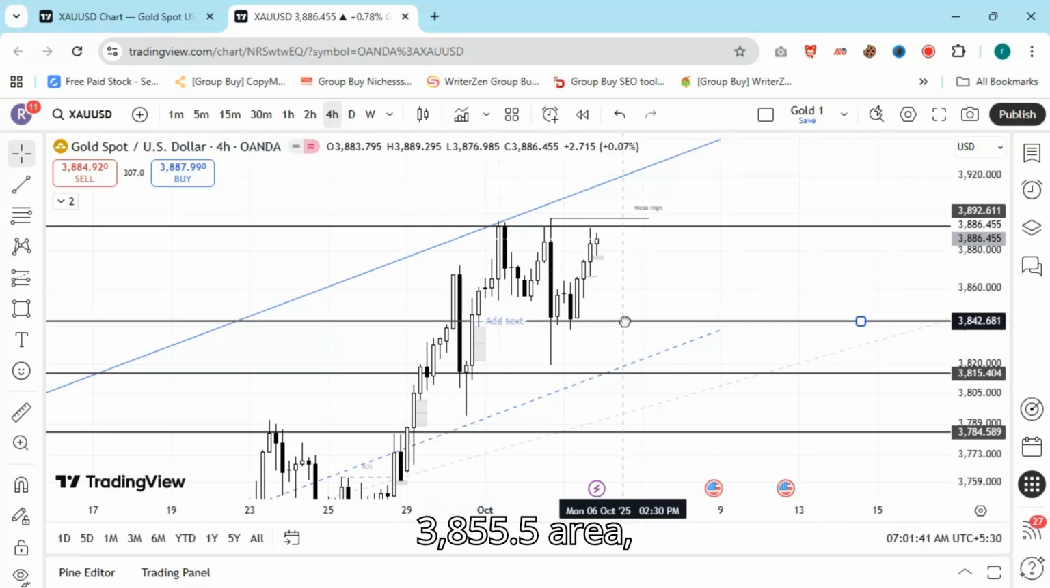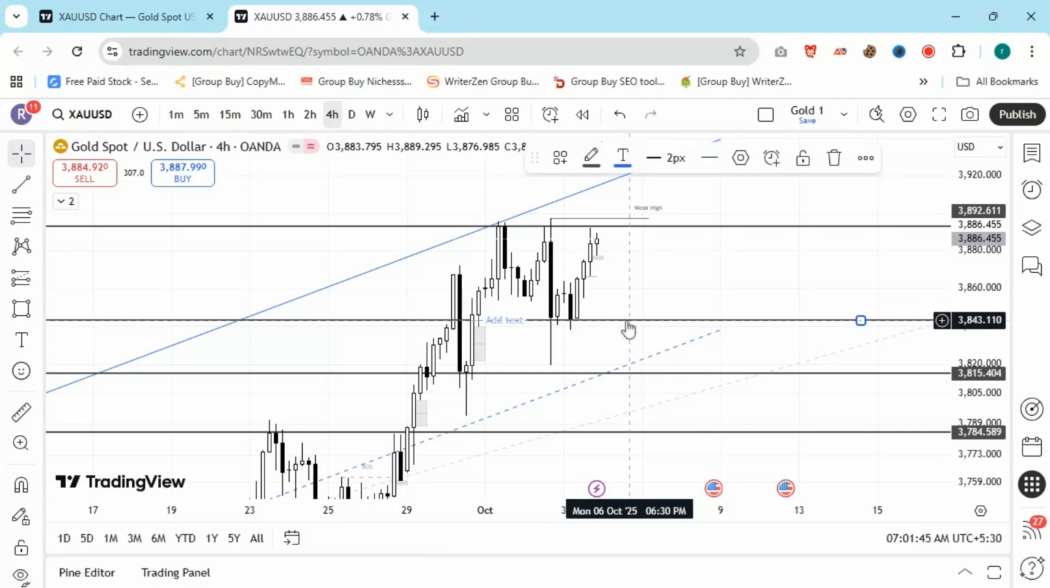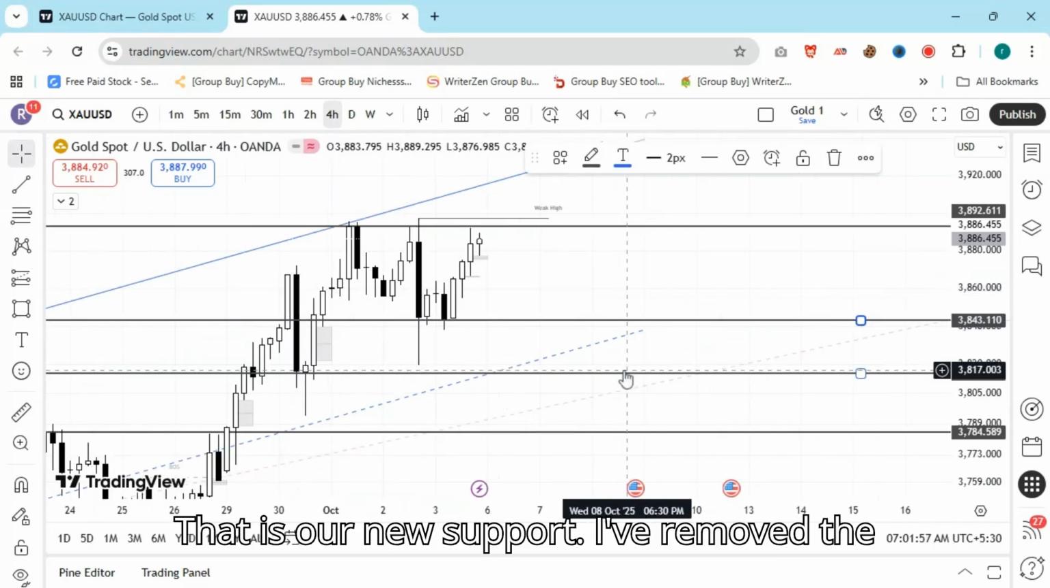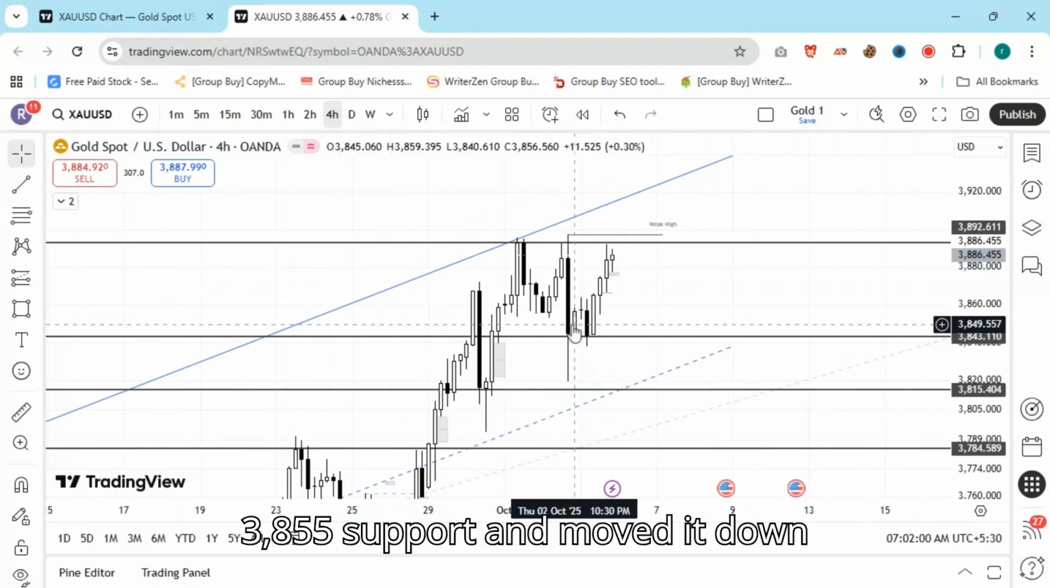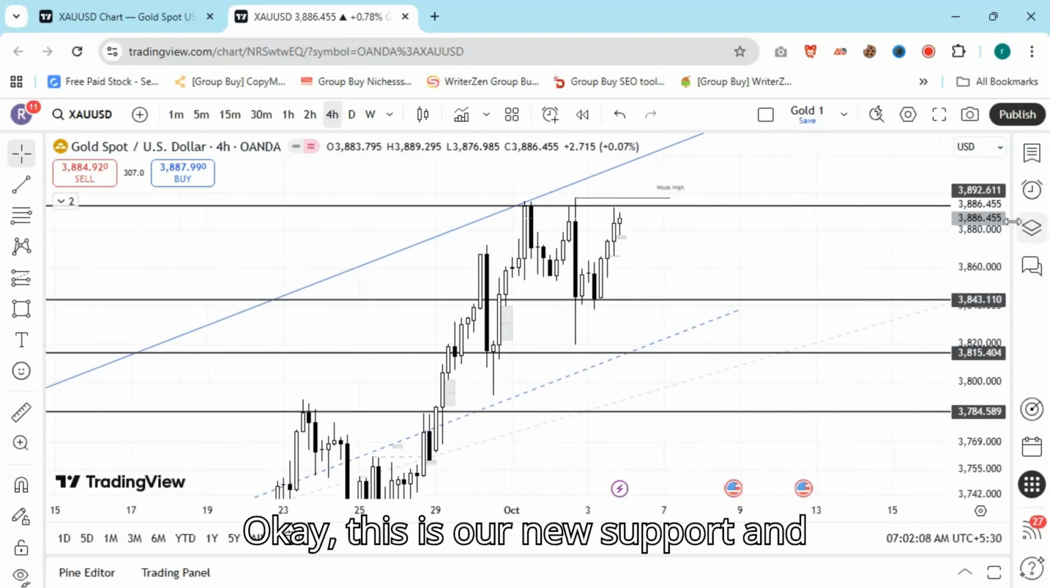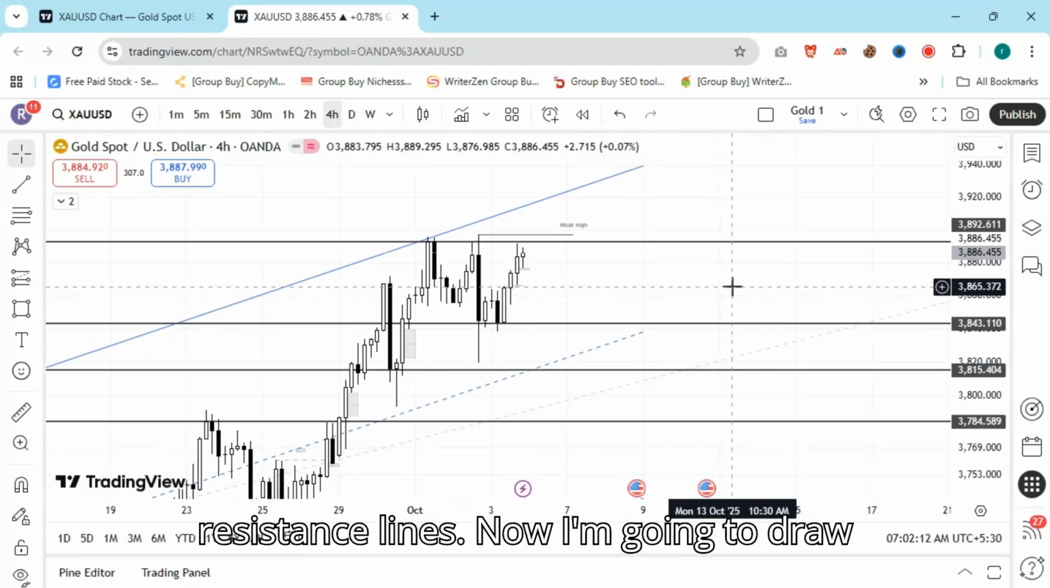However, for the 3,855.5 area, which was our previous support, I will move it further down to around 3,843. That is our new support. I've removed the 3,855 support and moved it down to 3,843. Okay, these are our new support and resistance lines.